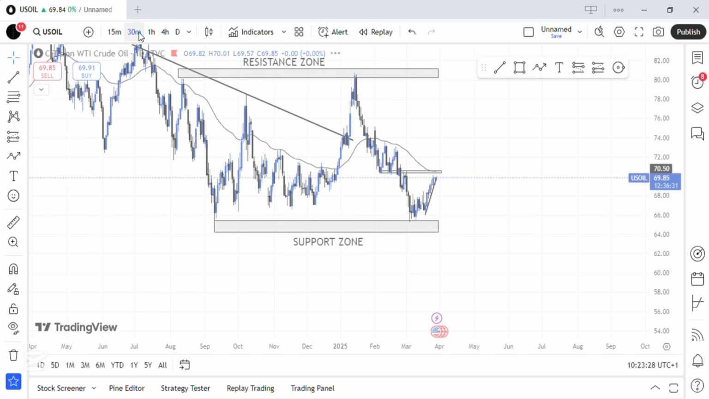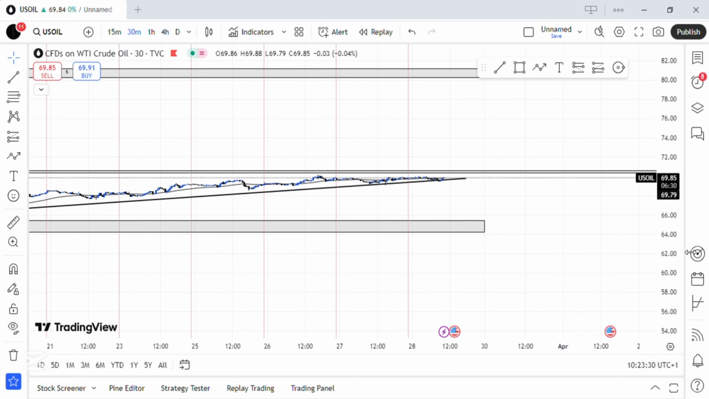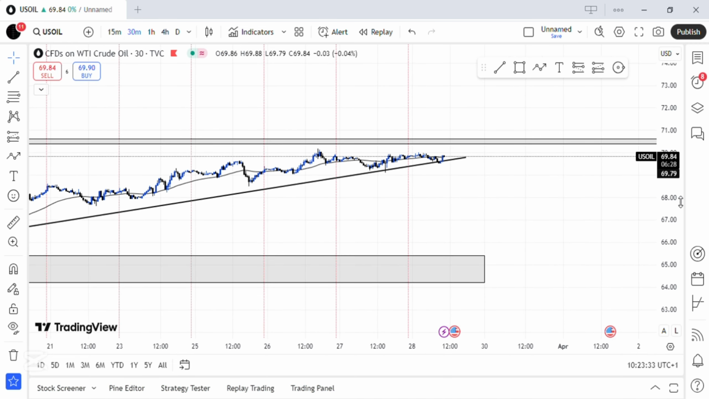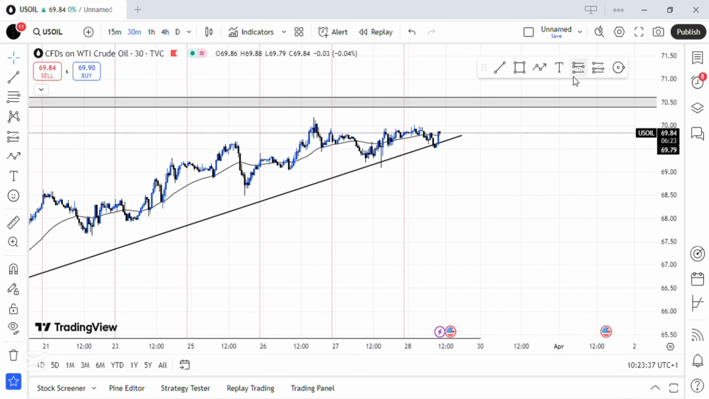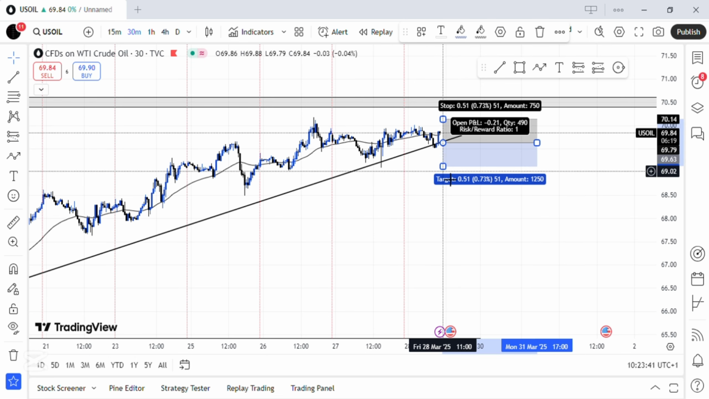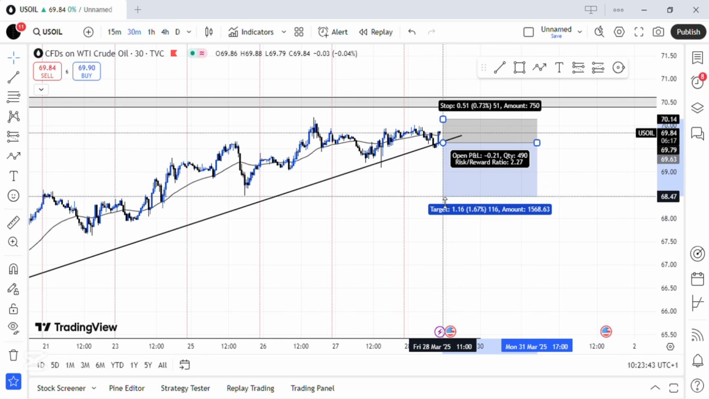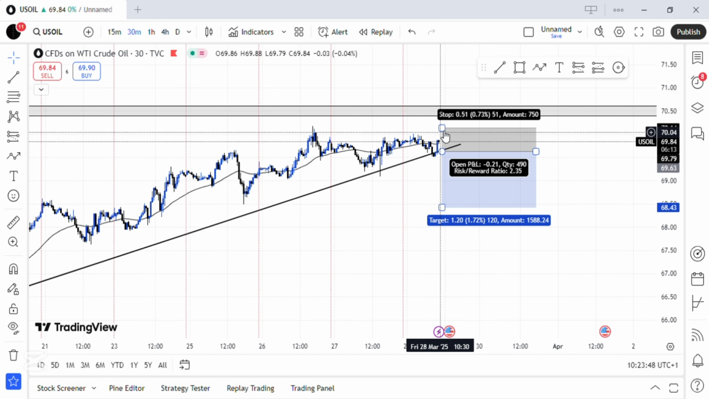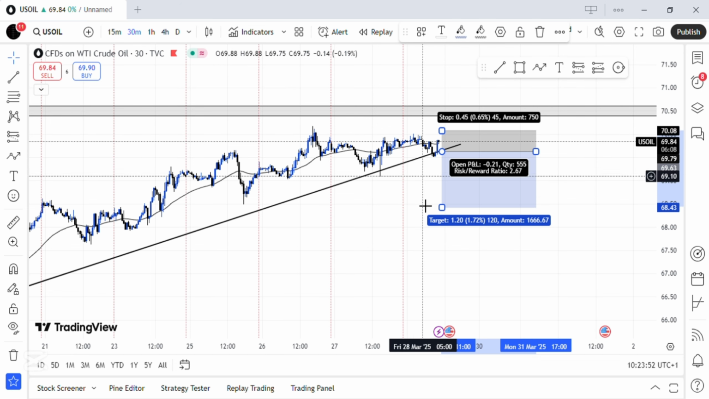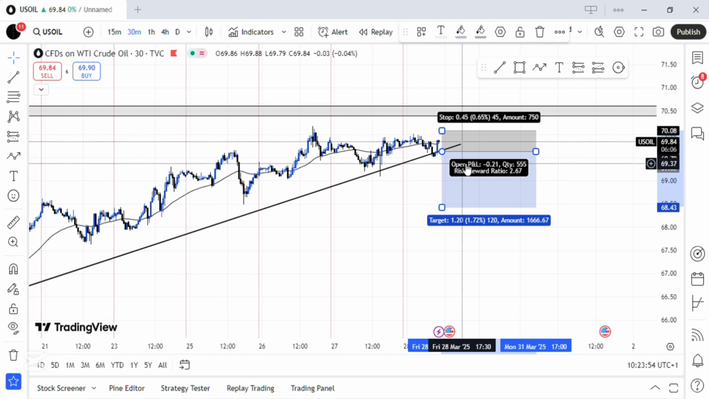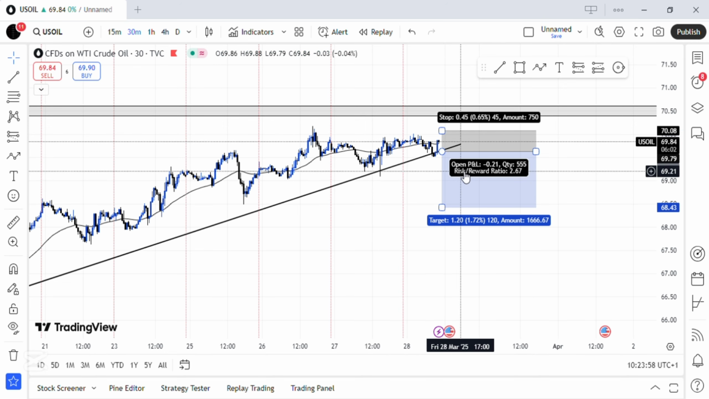So let's go to our 30 minutes time frame. That's where we take our entries from. That's where I take mine from. You can take it from the 15 minutes time frame, but I like taking my entries from the 30 minutes time frame. So my target should be around 100 pips or 120. Yeah, that's 120 pips. Then my stop loss should be at least 45 pips. This is like a 1 to 4 risk to reward, or 1 to 3 risk to reward.